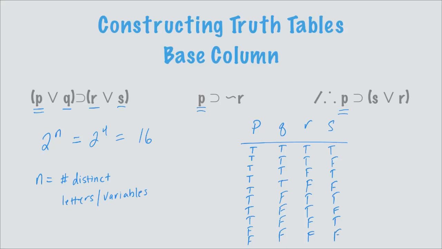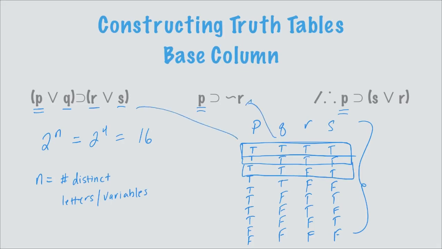So what I'm showing you here is simply a way of constructing the base column. In other words, these are the values I will then substitute in across the rows. I'll just go row by row and substitute these in for each of the premises. So that's how I did it in the previous example problem. I constructed it, since there were only 3 letters, using 2 to the n.